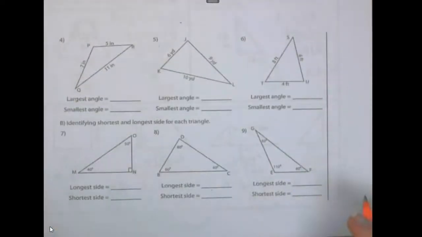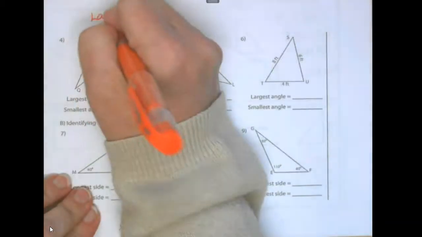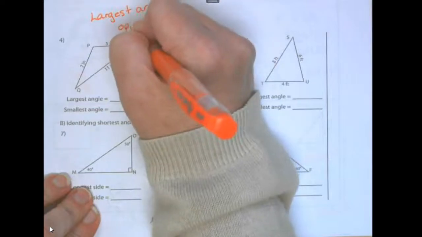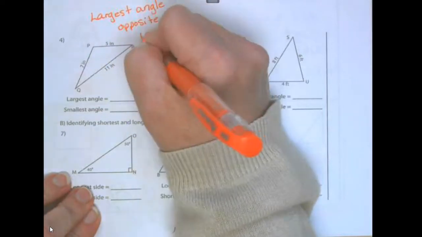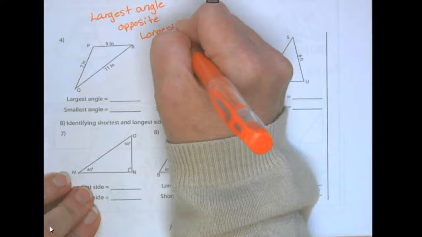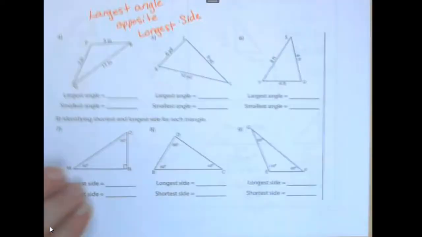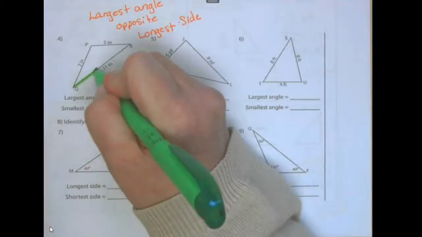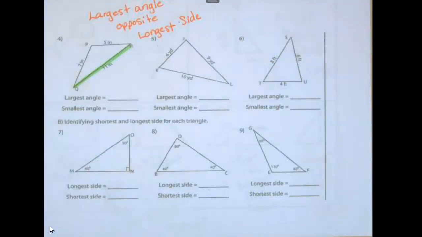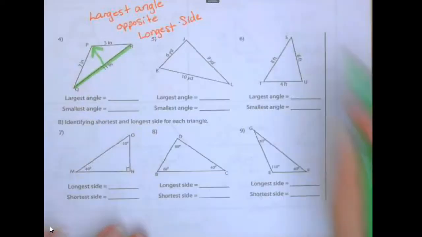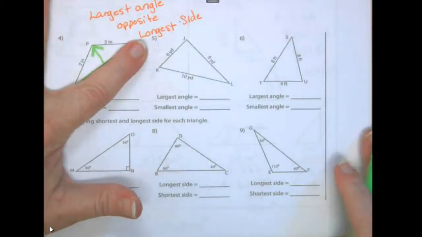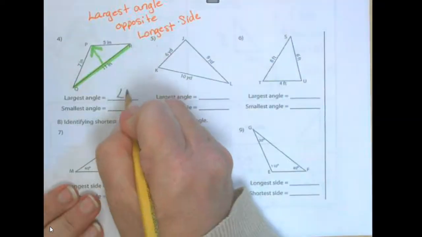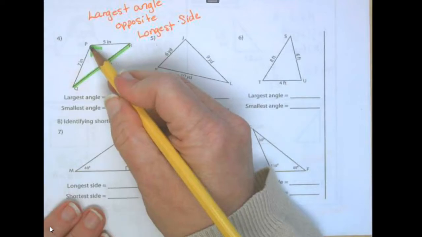Number 4. Remember, largest angle is opposite longest side. So we are looking for the angle. So I'm going to highlight my longest side. And directly across from it, or you can cover it, I have angle P. So the biggest angle is angle P.